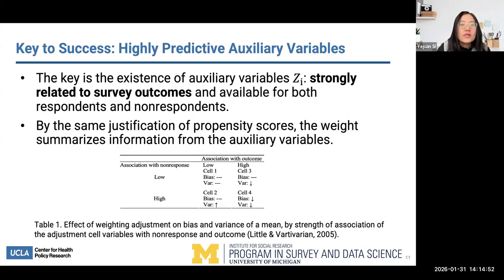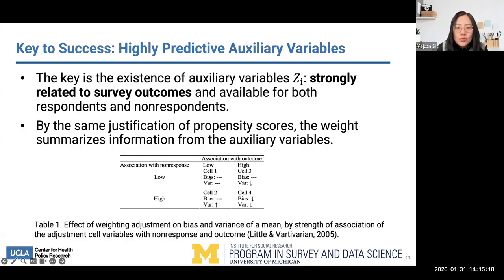The key to success in the weighting adjustment is the existence of highly predictive auxiliary variables. These variables should be strongly related to the survey outcomes, and to use them, they have to be available for both respondents and the non-respondents.